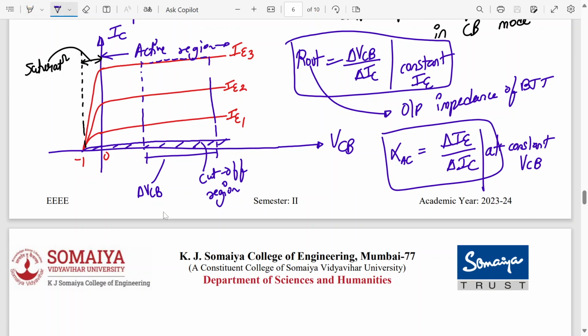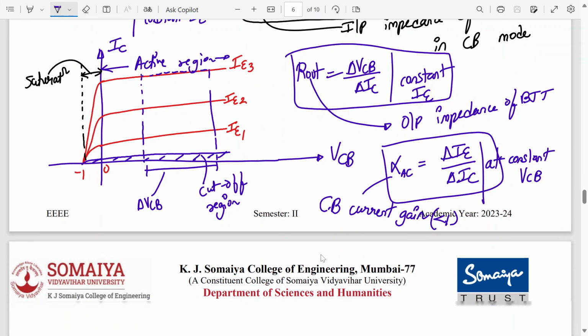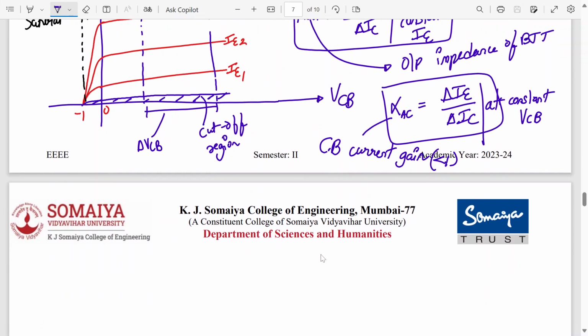All right, so can we go to the last one now? Acha, what is alpha called as? Alpha is also called a current gain, but this is called the common base current gain. Beta was called the common emitter current gain. This current gain value is less than 1 always. Its value is very small, less than 1.